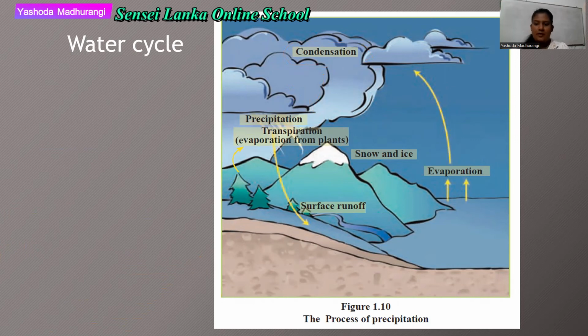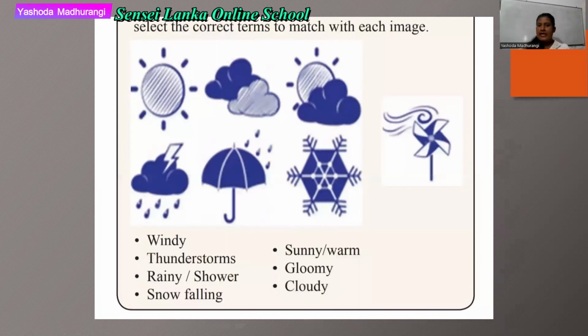Okay. So Pute, here you can see a very small activity. There are some images. You have to select the correct word, a suitable word for the images. So now I will put the numbers for the images. Number 1, number 2, number 3, 4, number 5, 6 and 7.